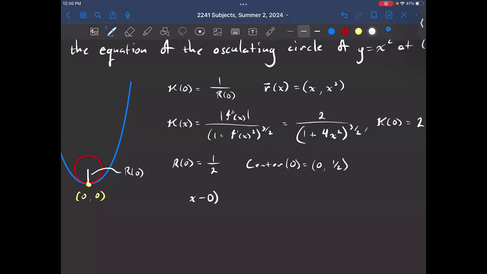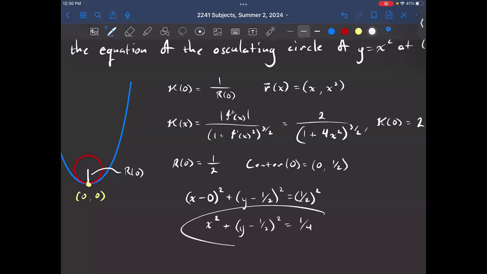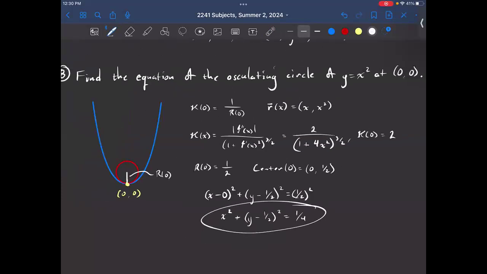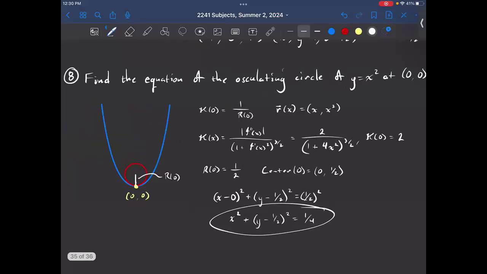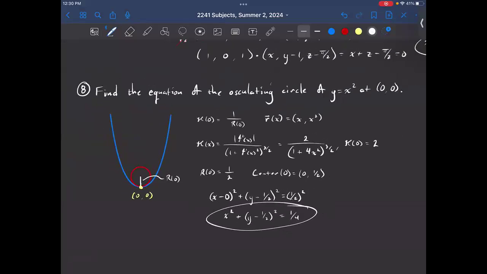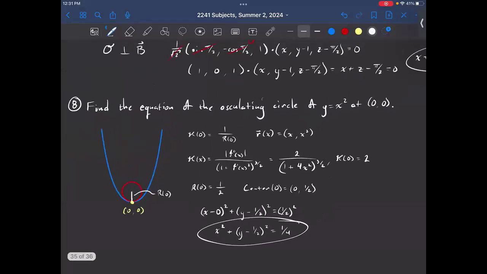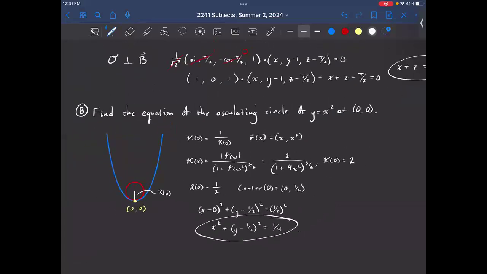Now we can write down the standard form, x minus 0 squared plus y minus 1/2 squared equals the radius squared. So we have x squared plus y minus 1/2 squared equals 1/4. And there's the equation of our osculating circle. So this one was fairly easy. All right. And that's it for our worked examples for 2.2. There should be some homework on the page that will help you get started with some practice.